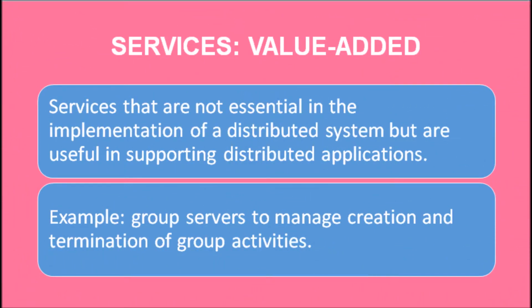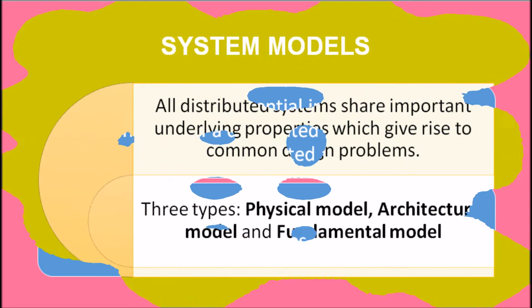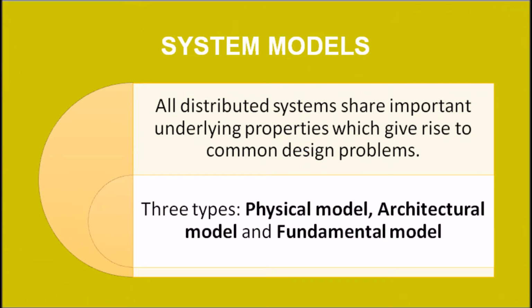Now I will explain about value-added services. These are services that are not essential in the implementation of a distributed system but are useful in supporting distributed applications. The example is a group server to manage creation and termination of group activities. There are also 3 types of system model. The first one is the physical model, the second one is the architectural model, and the third one is the fundamental model.